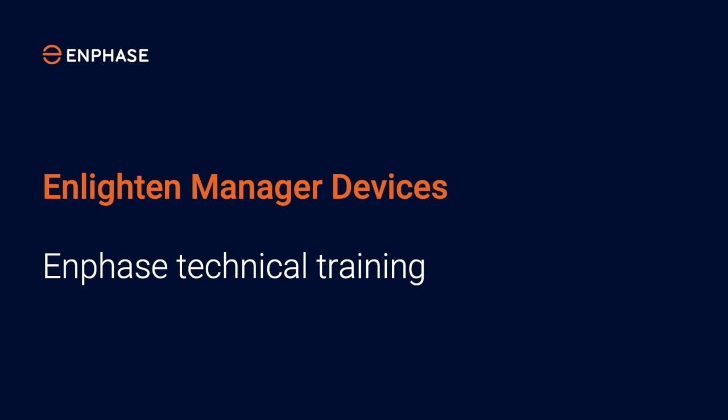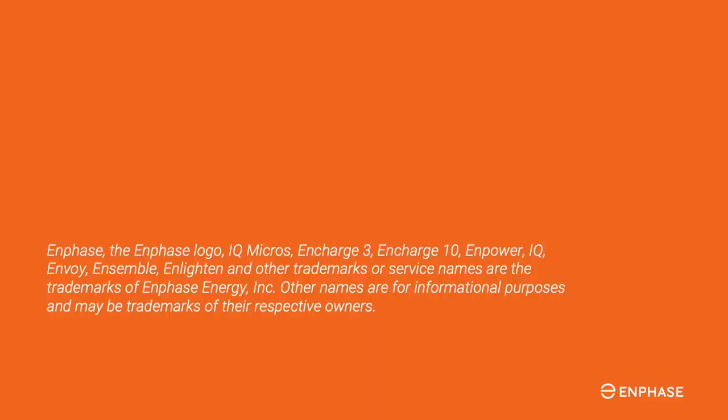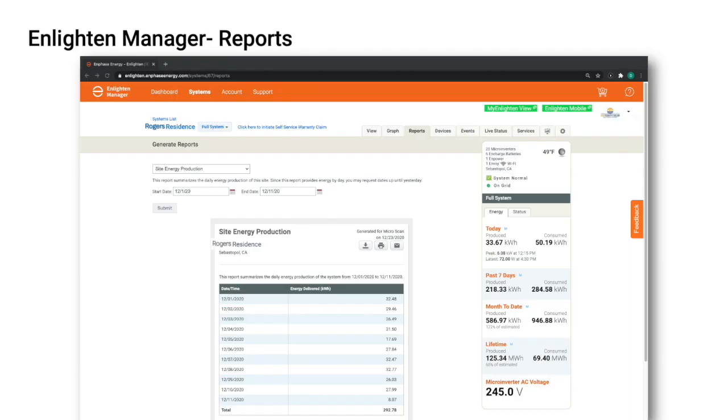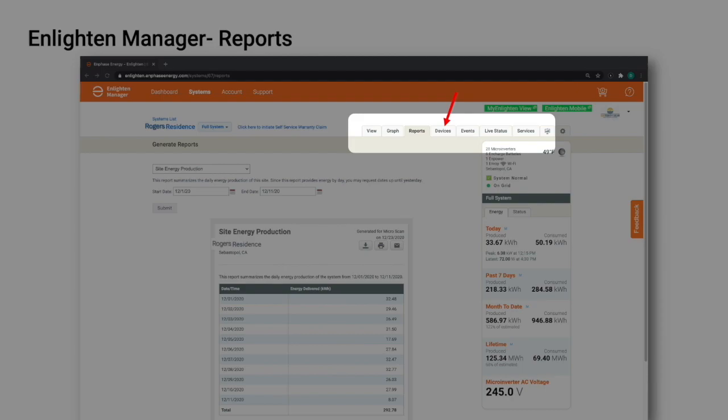In the following Enlighten Manager lesson, we'll review devices. Devices refers to all of the hardware at your site. In the following lesson, we'll review the Devices tab in Enlighten Manager. We'll look at the devices list. This tab is to the right of the Reports tab.